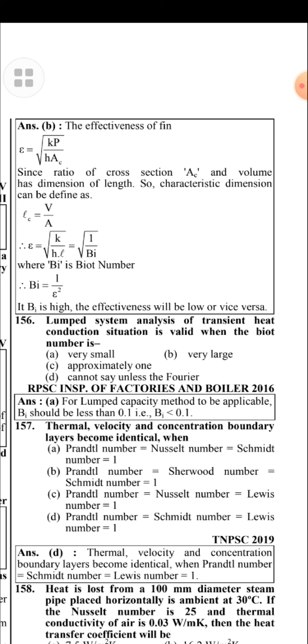The thermal, velocity and concentration boundary layers become identical when Prandtl number is equal to Schmidt number is equal to Lewis number is equal to 1.